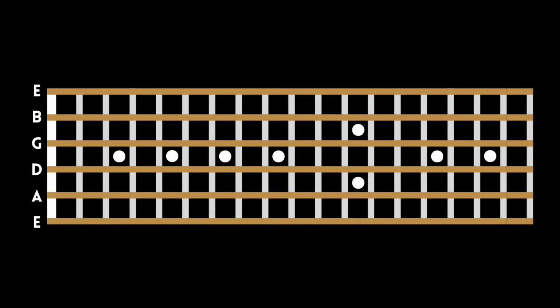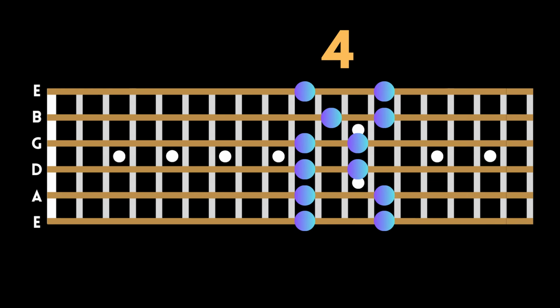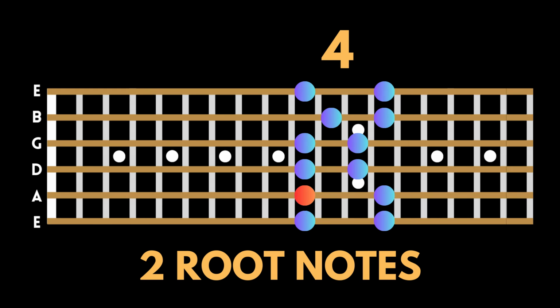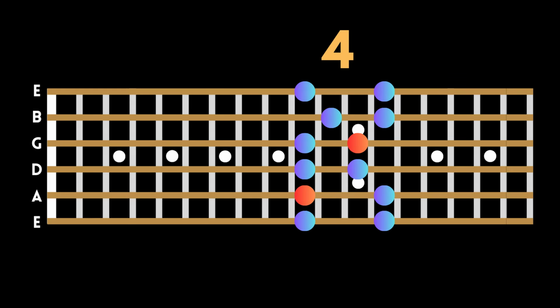Position 4 of the minor pentatonic scale looks like this. Position 4 contains 2 root notes, here and here. As you can see, the root note on the A string is shared between position 3 and 4, as are these notes which form the glue between both positions.